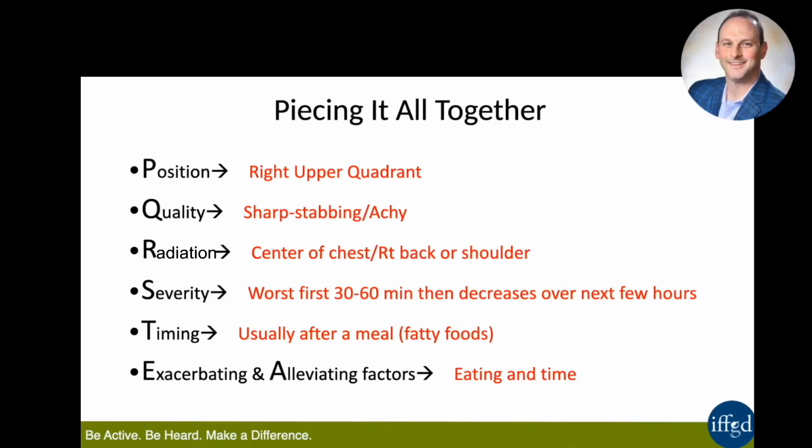Providing these simple responses: the pain begins in the right upper quadrant, is sharp to achy in quality, radiates to the chest, right side of the back and/or shoulder, is at its worst for the first 30 to 60 minutes, then dissipates over the next few hours, and is most frequently induced by a fatty meal, provides us with an almost textbook diagnosis of biliary colic, despite the fact that at this point no diagnostic studies have been completed, and it underscores the importance of a good history when provided.